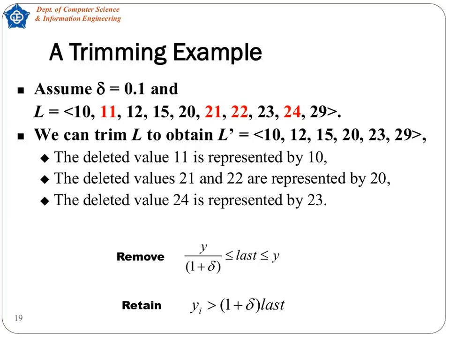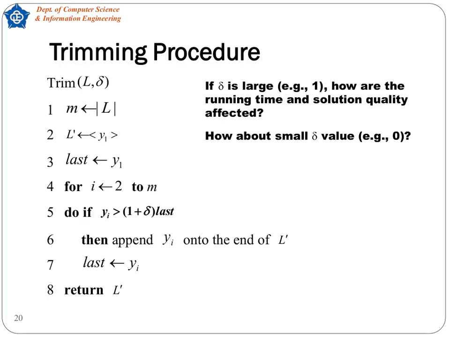Retain y if y is greater than last times 1 plus delta. This simple scan and compare approach keeps the list compact, while guaranteeing every dropped value is approximated within a factor of 1 plus delta by its representative. Building on that concrete example, here's the general trimming routine in a nutshell.